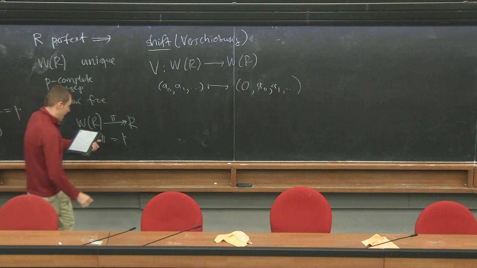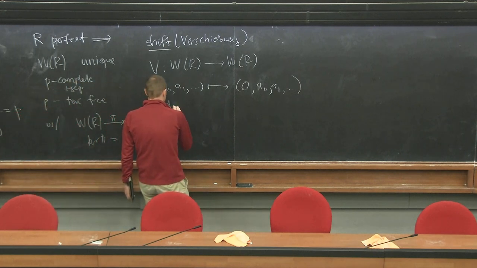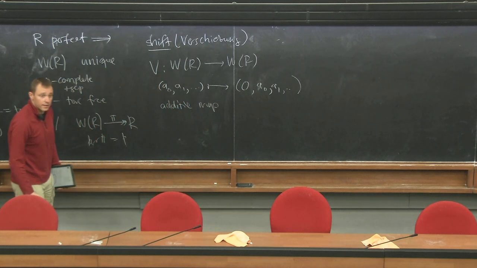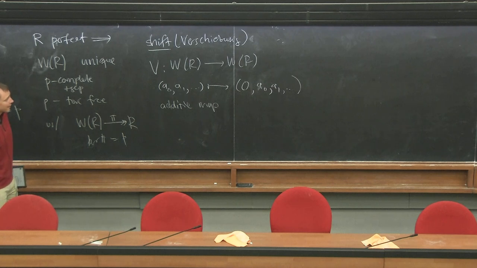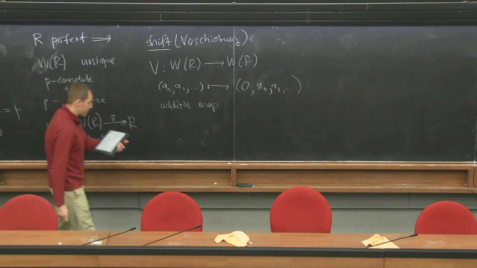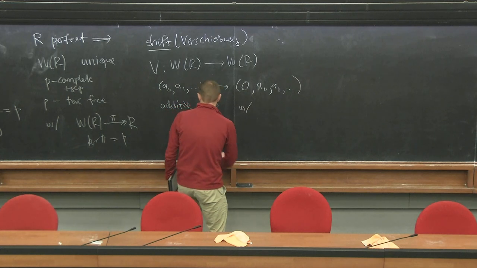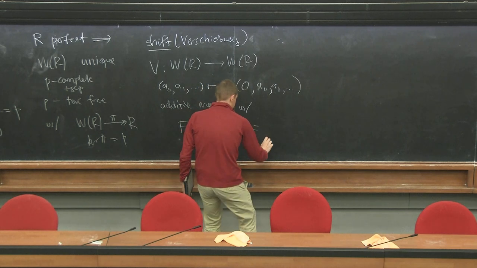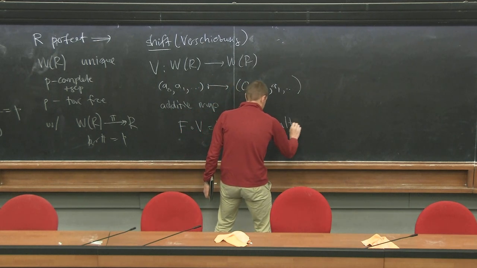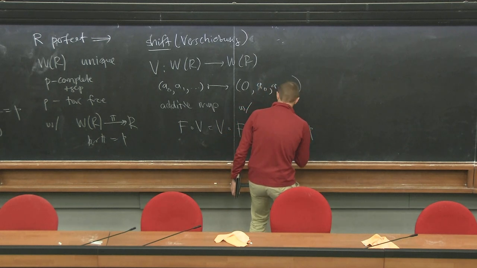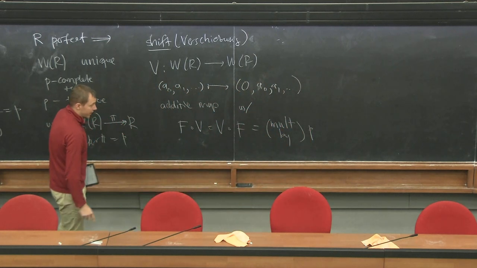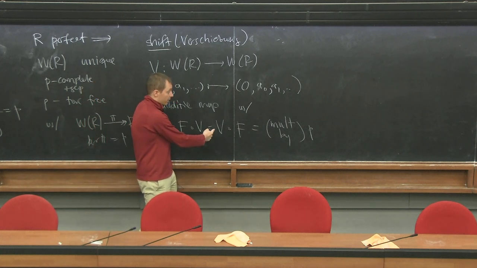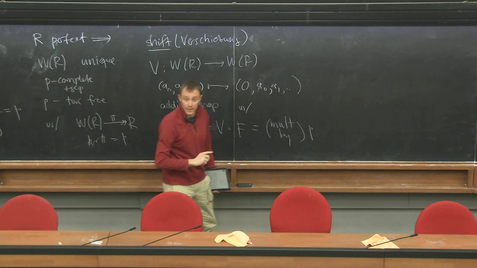Now, this is just an additive map. Right? Not a ring map, not a multiplicative map. But it has the nice property that when I do this shift, in either order, F of V or V of F is multiplication by p on the Witt vectors, right?